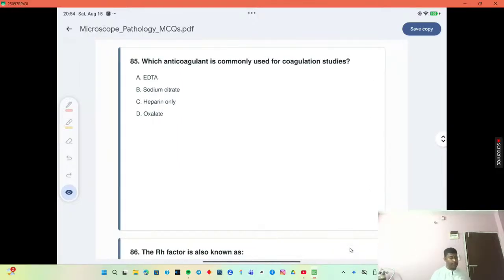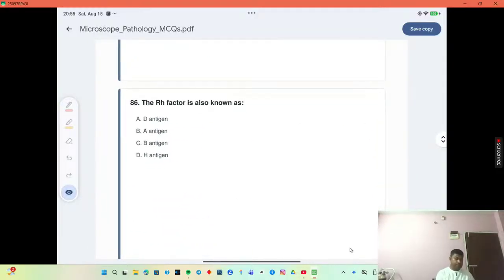So here the question is given as, which anticoagulant is commonly used for coagulation studies? The right answer of this question will be sodium citrate, and the vial is a blue top vial. Okay, now I will move to the next question.